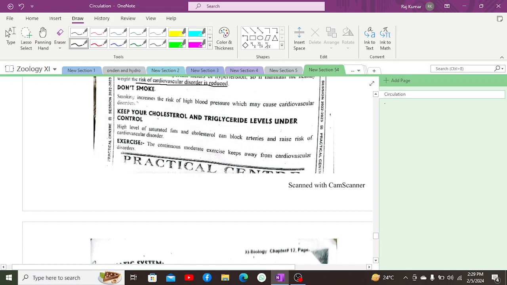After which, don't smoke. Especially a person with cardiovascular disorder, and generally a person, should not smoke, because it can increase not only pulmonary disorders, but cardiovascular disorders as well. It increases the risk of higher blood pressure, which may cause cardiovascular disorders. Also, keep your cholesterol and triglyceride levels under control, such that a high level of saturated fat and cholesterol can block arteries and raise the risk of cardiovascular disorder as well.